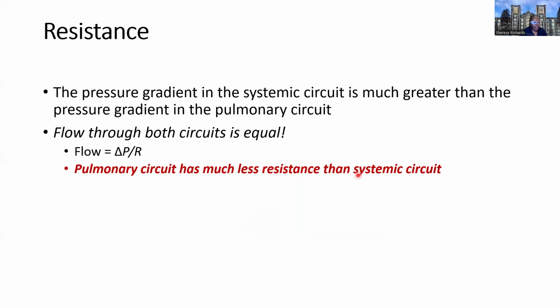All right, so let me say that again. Systemic circuit has greater pressure gradient, but greater resistance. Pulmonary circuit has a smaller pressure gradient, but also a smaller resistance. So the flow at both of these circuits ends up being the same, or ends up being equal.